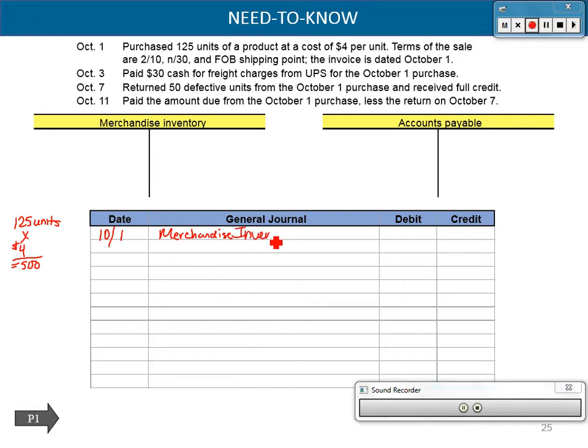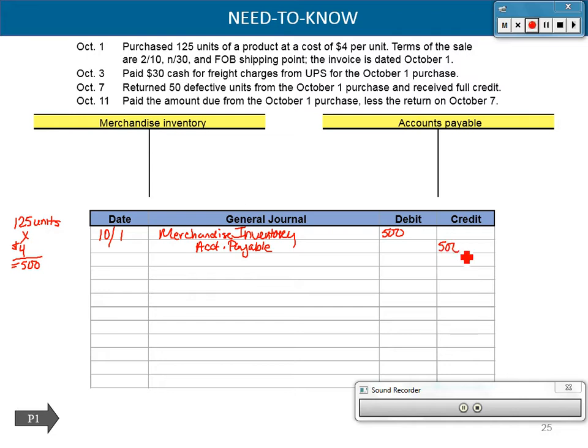And what do we credit? Credit cash for 30, is it cash, because the freight charges are paid up front? No, they hadn't told you what they were on October 1st. You didn't know what the price was for freight. You said pay $30 cash for freight charge. On October 1st, you didn't know what you were paying for freight. Oh, okay, accounts payable. So accounts payable for $500.